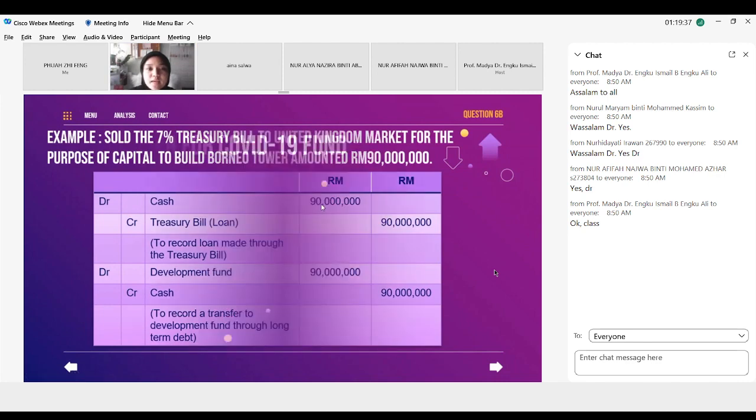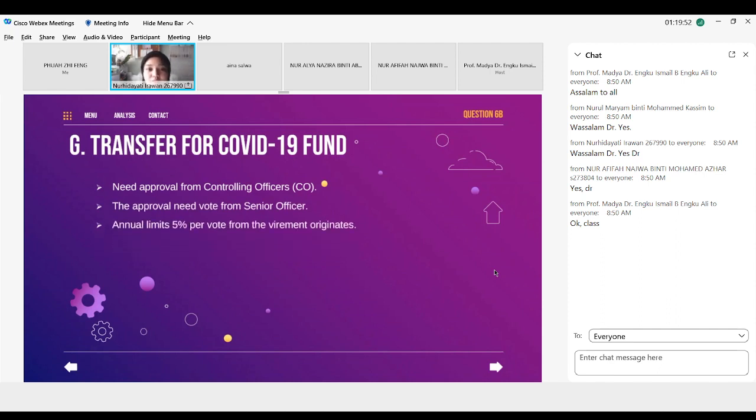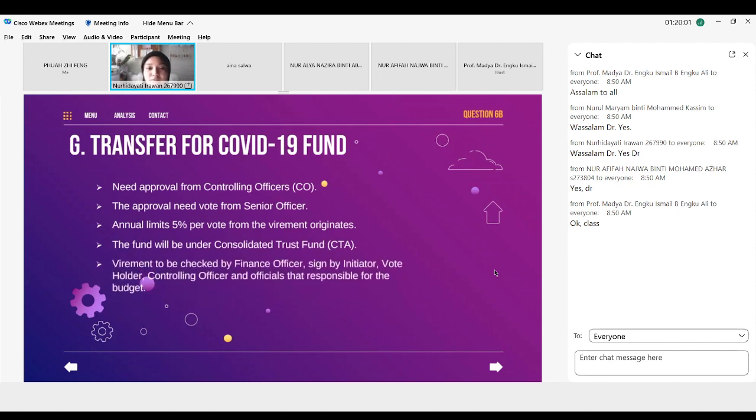Let us move to the next question, which is transfer for COVID-19 fund. This fund needs to be approved by the controlling officers and the approval needs to be voted by the senior officer. The annual limit is 5% per vote. The fund will be under the consolidated trust fund, which is CTA, and the document needs to be checked by the finance officer, signed by the initiator, vote holder, controlling officer, and officials that are responsible for the budget.